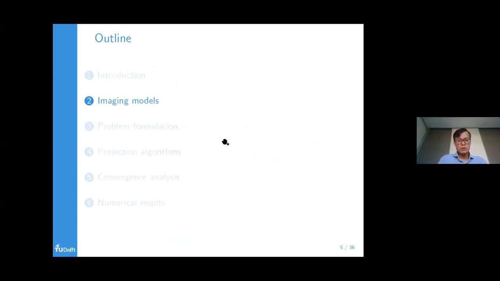So in this section, I try to explain the difference between the scalar and the vector diffraction theories. The scalar one is effective for imaging systems with low numerical aperture. And the vector one is for those with high numerical aperture.